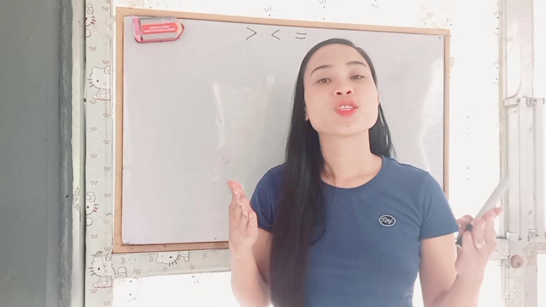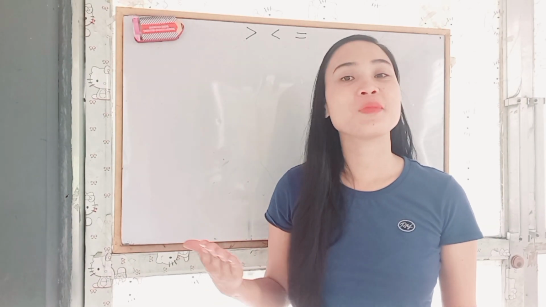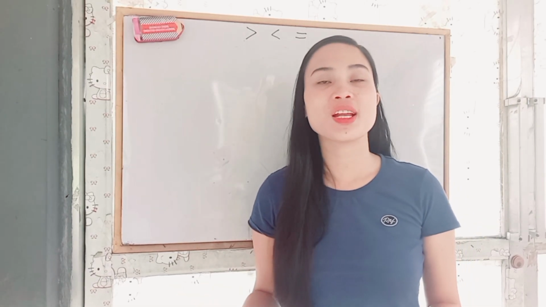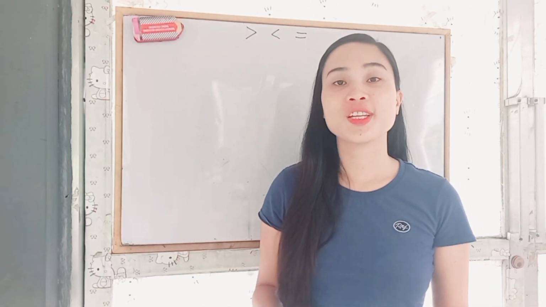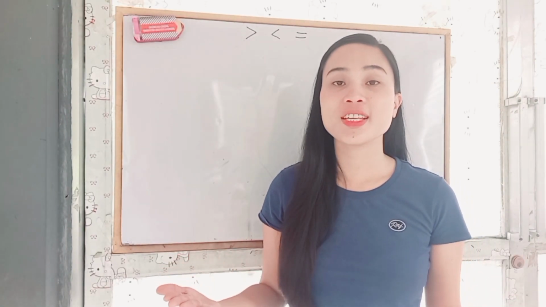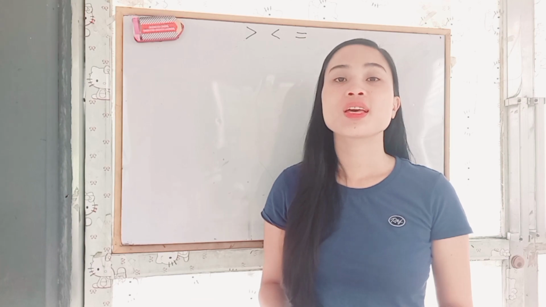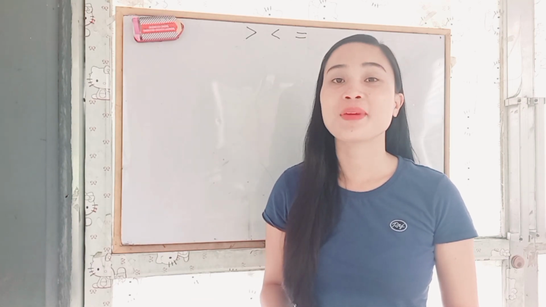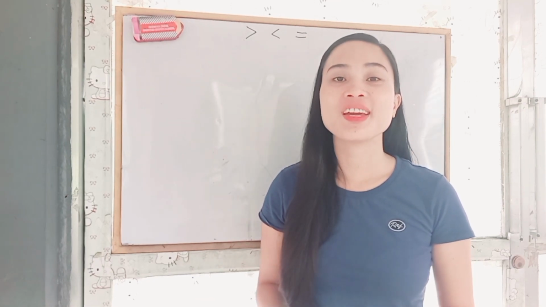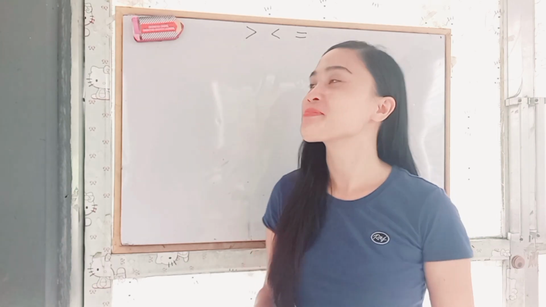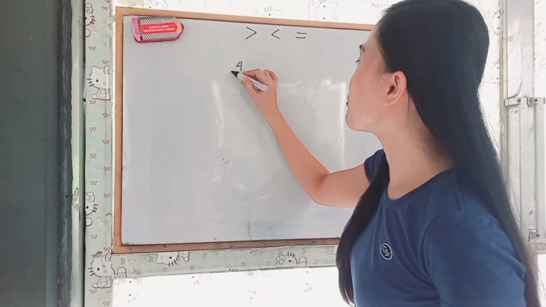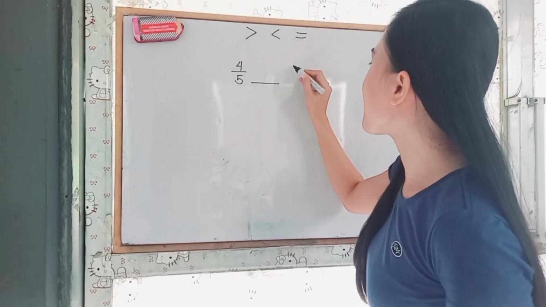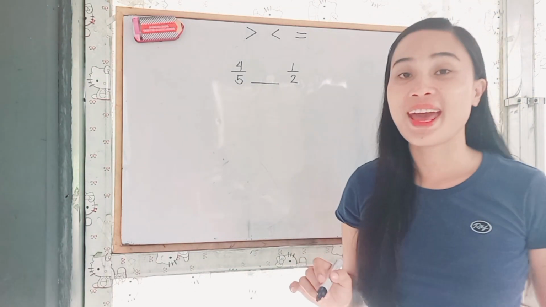Okay? So, to compare fractions with different numerators and different denominators, or let's just say to compare dissimilar fractions, we will just have to use the cross multiplication method. For you to understand further, let us have these examples. So, we have here 4/5 compared to 1/2.